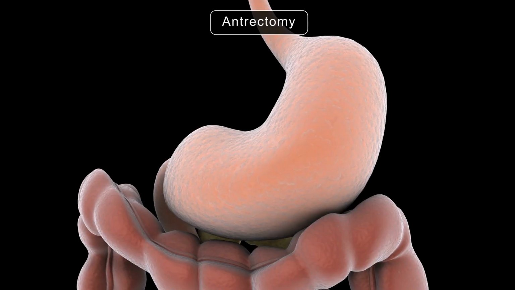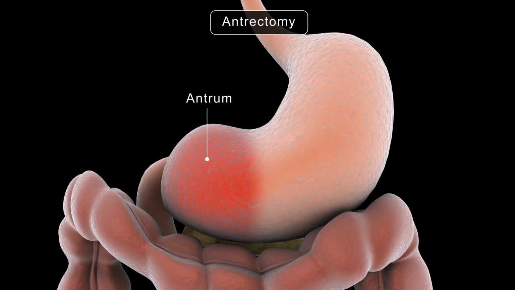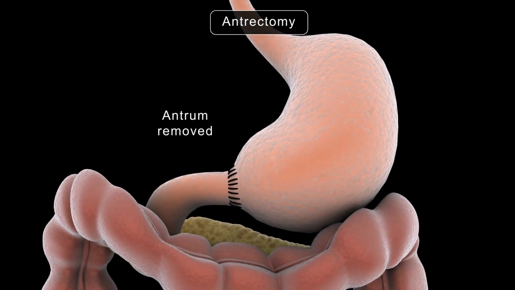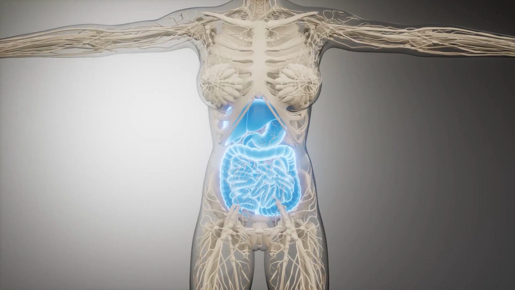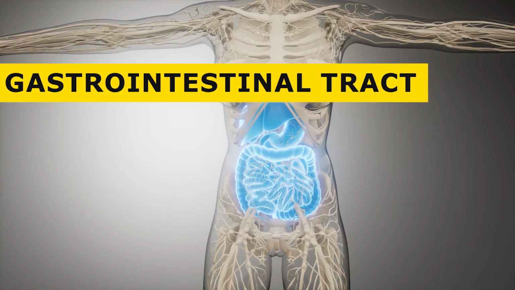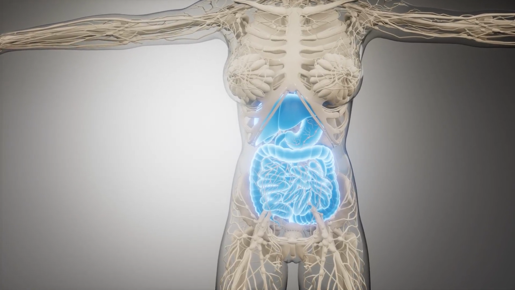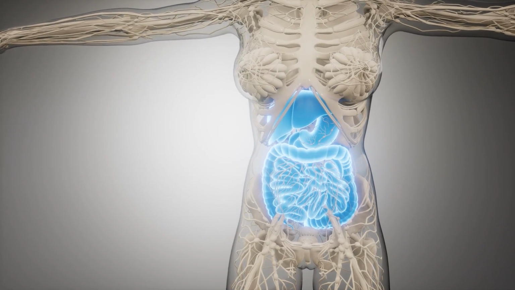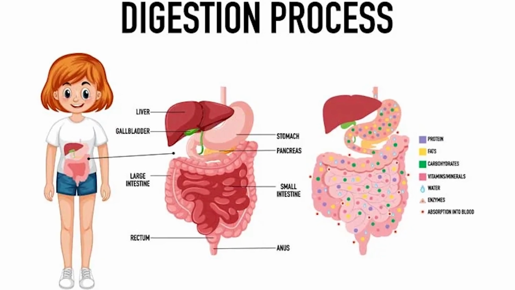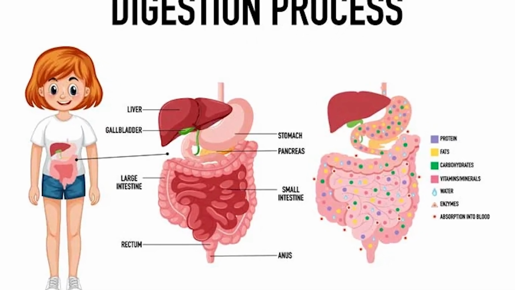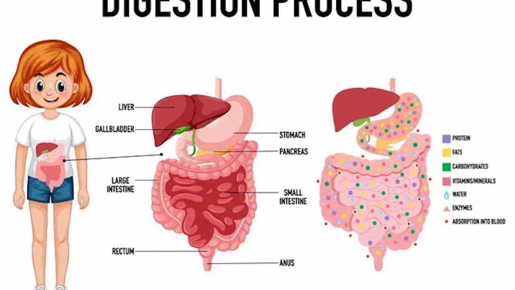The muscularis externa of the stomach is unique because it contains 3 layers of smooth muscle rather than the typical 2 found in most parts of the gastrointestinal tract. These layers are the inner oblique, middle circular, and outer longitudinal layers. Together, they allow for powerful churning and mixing movements, enhancing the mechanical digestion of food.